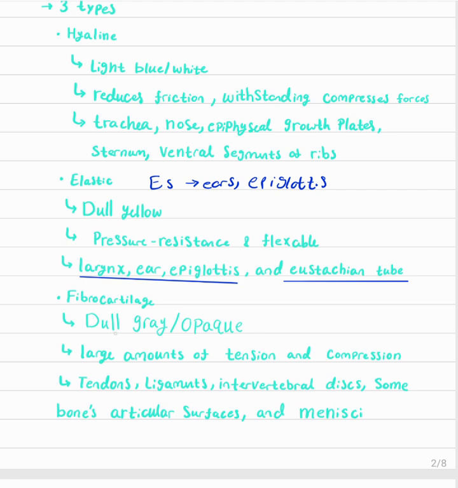Next, you have fibrocartilage, which is dull gray or opaque in color. Large amounts of tension and compression. So again, they all have something to do with withstanding a force, reducing friction, pressure resistance, flexibility, compression against tension. But you can see how they're useful depending on where they are. Like elastic cartilage is more flexible, and so that's good for your ears. Fibrocartilage is going to be in your tendons, ligaments, intervertebral discs, some bones, articular surfaces, and the meniscus.